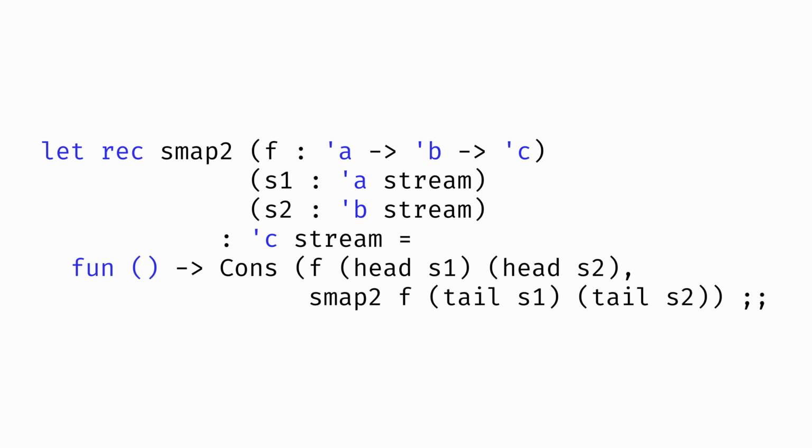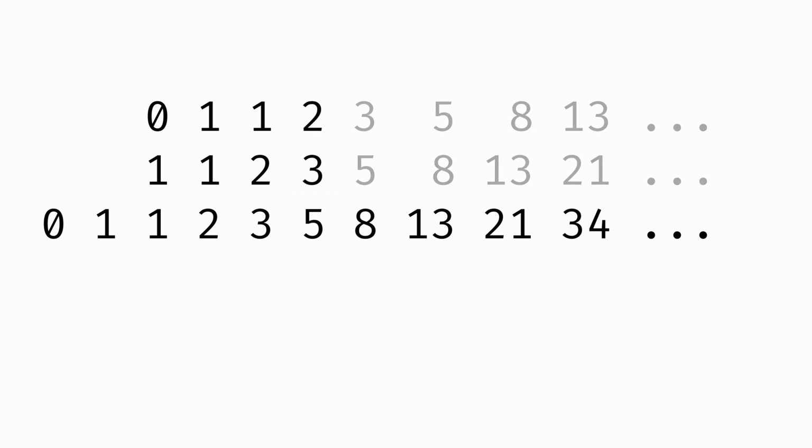Why might we want to combine multiple streams into one? Well, let's try to define a stream to represent the Fibonacci numbers, an infinite sequence of numbers that starts with 0 and 1, but after that, each element is the sum of the previous two. We know that it starts with 0 and 1, but how can we recursively describe the rest of the stream? This 1 is the result of summing together 0 and 1. The 2 here is the result of summing together 1 and 1. The 3 is the result of summing together 1 and 2. The 5 is the result of summing together 2 and 3, and so on.